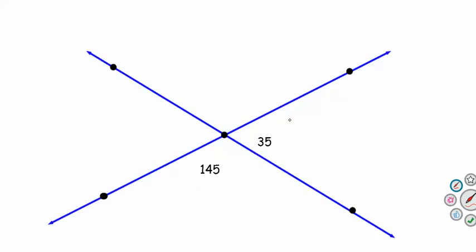Okay, so if I look at this, let's see, angle 1 and angle 2. What would angle 1 have to be? It's opposite angle here, so that means that has to be 145. Angle 2 then, its opposite or its vertical angle here, would have to be 35 degrees, okay?